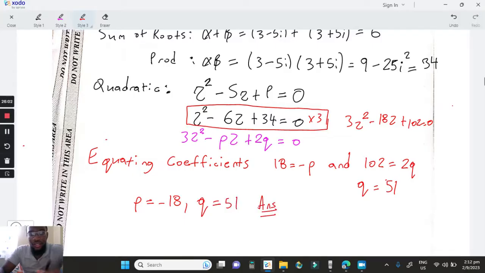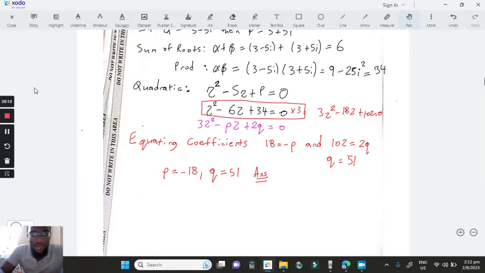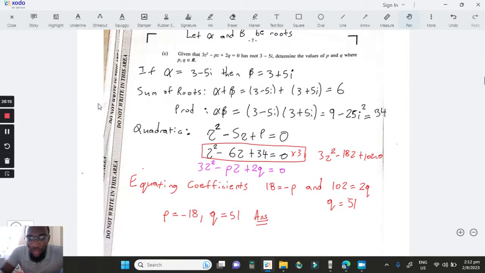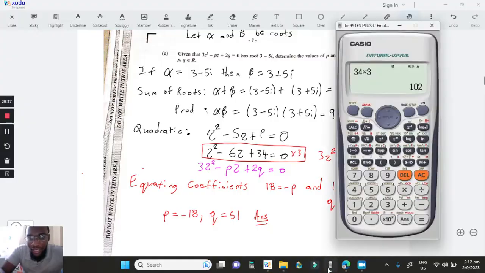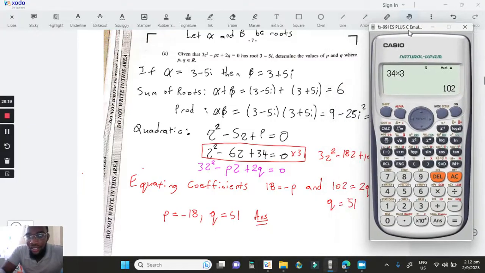That's the answer. Now again, what you can do is test it. If you do not believe it, check it. In the exam, check it. How do you check it? Look at this. Bring out a calculator and you're going to check it.